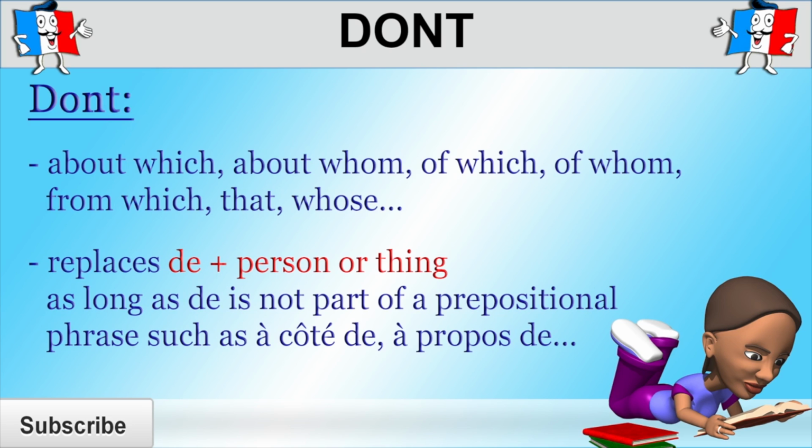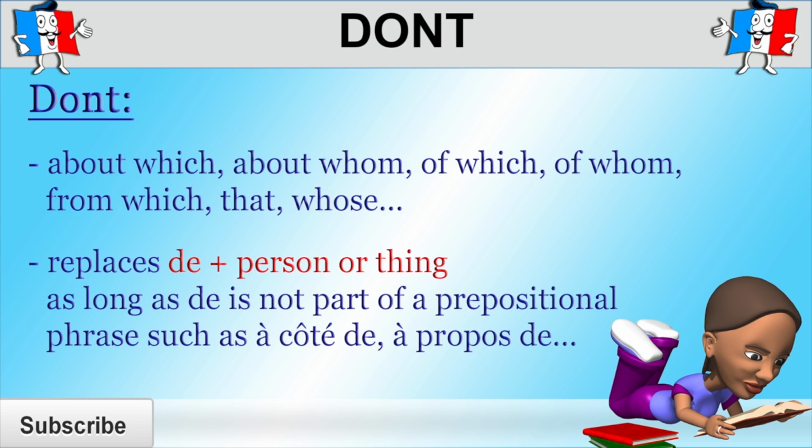If de is part of a prepositional phrase, you need to use duquel, de laquelle, or desquels if what it refers to is a thing, but that will be the subject of another lesson. And you need to use de qui if de is part of a prepositional phrase which refers to a person, but that again is the subject of another lesson.